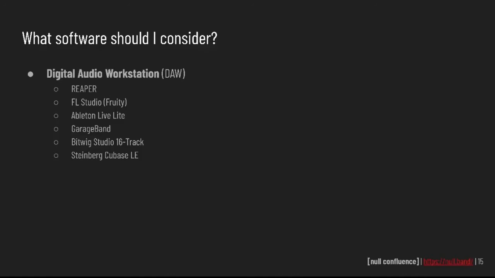If you have a Mac, you might already have GarageBand. GarageBand is a fantastic place to start experimenting, especially if you have instruments already that you wish to record at home. Fruity Loops is also fantastic if you want to start tracking and making your own music.